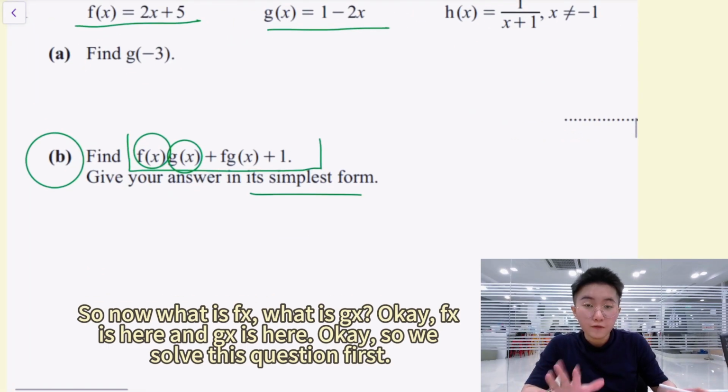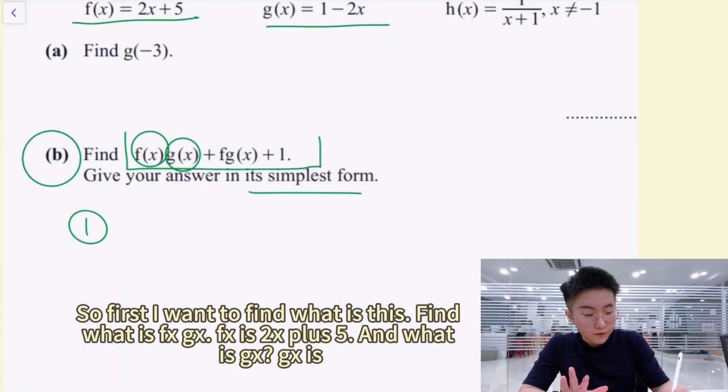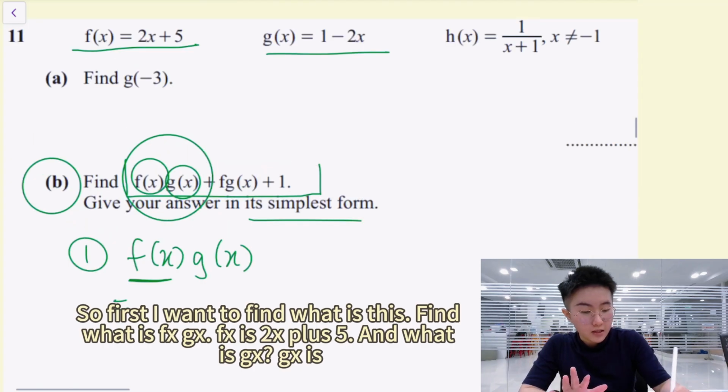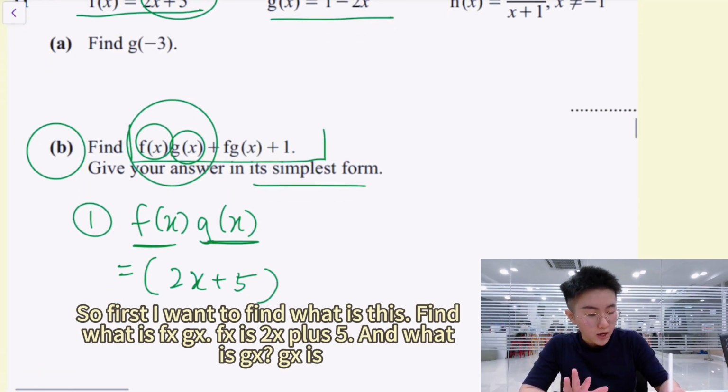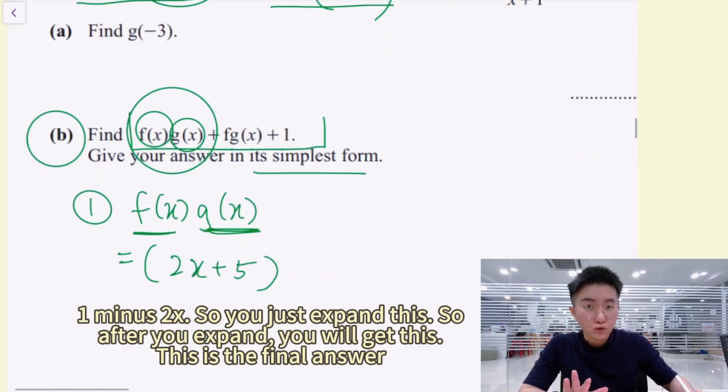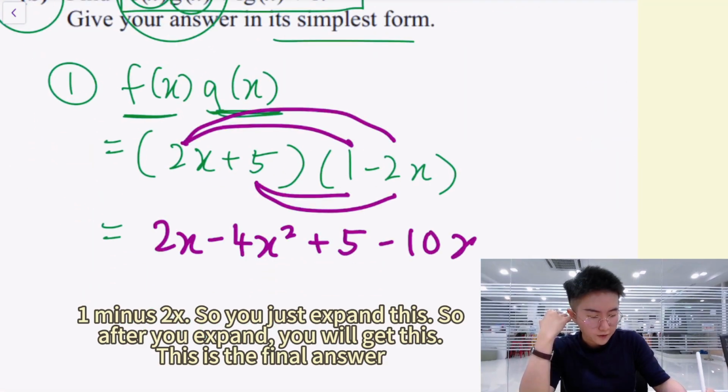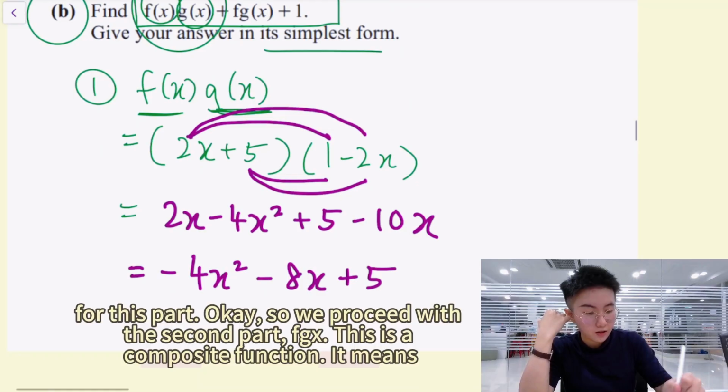Okay, so we solve this question first. First, I want to find what is f(x)g(x). f(x) is 2x plus 5, and g(x) is 1 minus 2x. So you just expand this. After you expand, you'll get this. This is the final answer for this part.